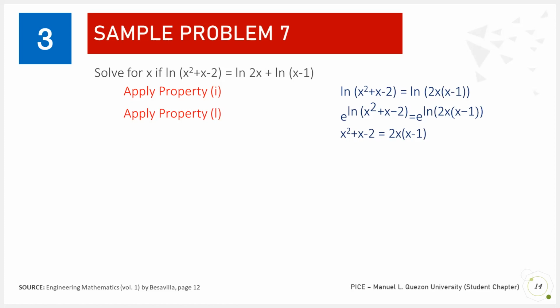So we have x squared plus x minus 2 is equal to 2x multiplied by the quantity x minus 1. And we have to transform this. So x squared plus x minus 2, we can actually get the factors of this trinomial. So the factors of x squared plus x minus 2 is actually the quantity x minus 1 multiplied by the quantity x plus 2. And yung right side ng equation natin will remain the same, 2x multiplied by the quantity x minus 1.